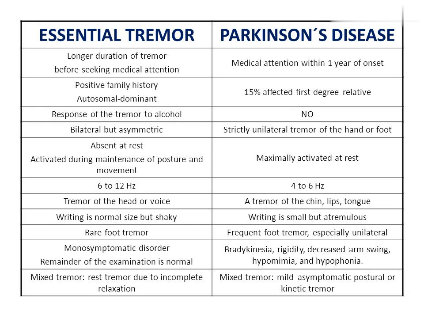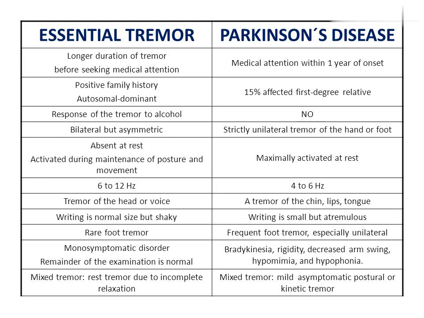Essential tremor versus Parkinson's disease. Essential tremor: longer duration of tremor before seeking medical attention. PD: medical attention within 1 year of onset. Essential tremor: positive family history, autosomal dominant, 15% affected first-degree relative, response of the tremor to alcohol. PD: no. Essential tremor: bilateral but asymmetric; PD: strictly unilateral tremor of the hand or foot. Essential tremor: absent at rest, activated during maintenance of posture and movement. PD: maximally activated at rest, 6 to 12 Hz.